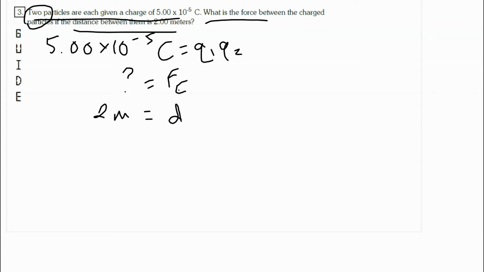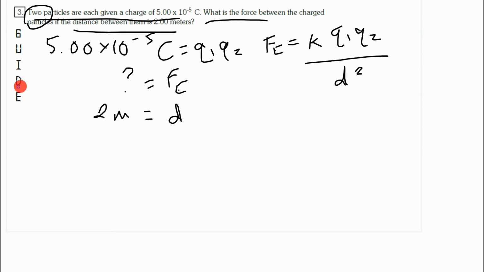In the guide step process, the U, identify the unknown, what you're looking for. We've done that there. The I is to identify the formula that's going to best be used. And of course, Coulomb's law. So we'll keep plugging along with electrical force directly related to Coulomb's constant, Q1 times Q2 divided by the distance squared.